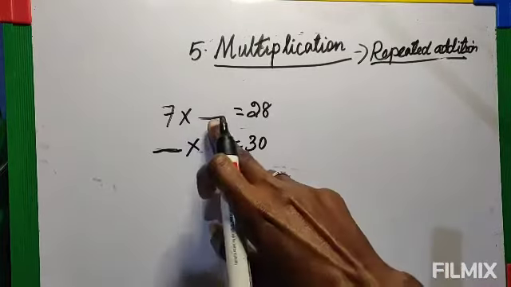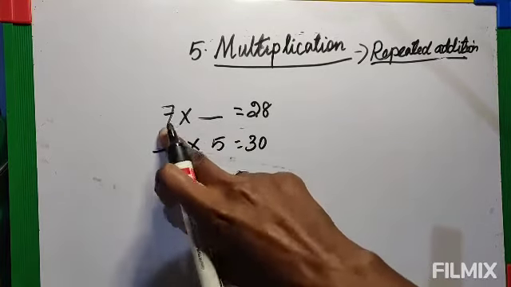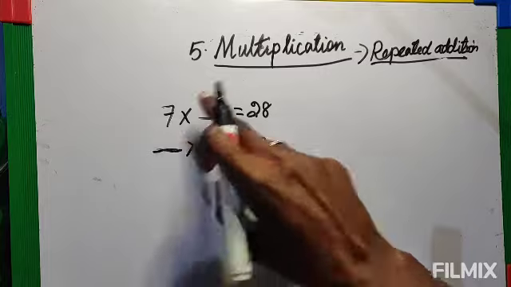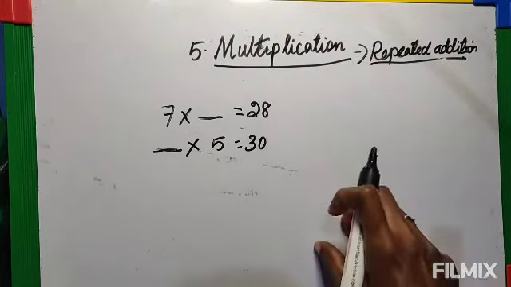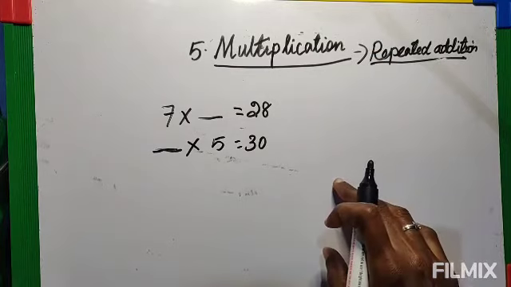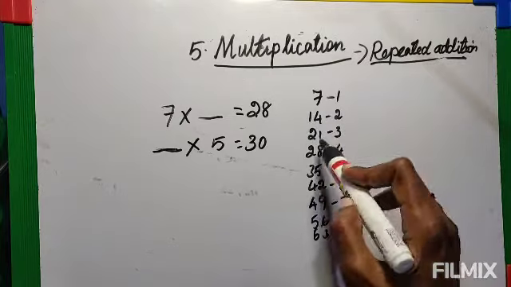Now, to find the missing product. Here, this is 7, so this is the 7 table. You can look at the 7 table. For your convenience I am writing here the 7 table in short form. In short form I have written: 7 1s are 7, 7 2s are 14, 7 3s are 21.